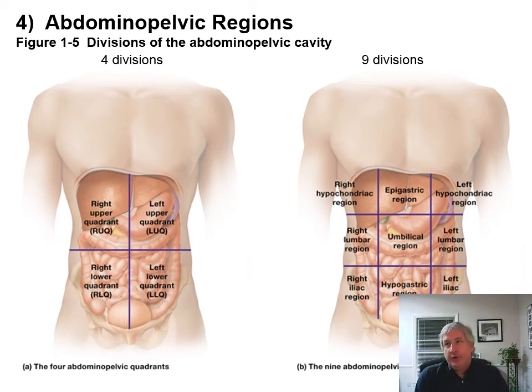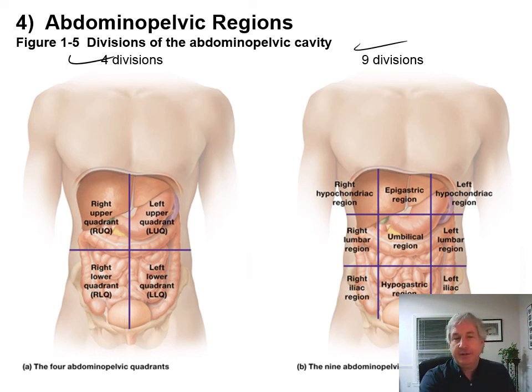So we've gone through directional terms, regional terms, regions of the body, directions of the body, and we've talked about serous membranes and body cavities. So now let's divide the body up into abdominopelvic regions. This is figure 1.5 out of your book, divisions of the abdominopelvic cavity. There are two ways of looking at it. You can do 4 divisions, or you can do 9 divisions.